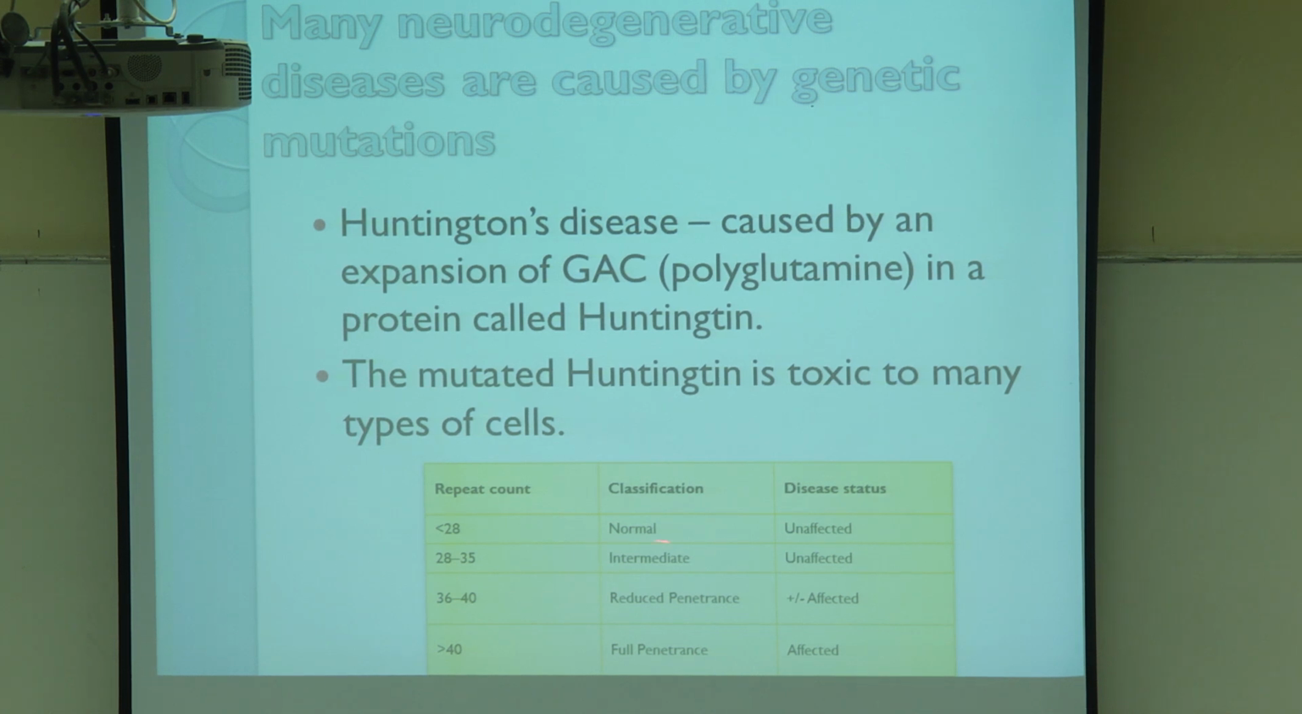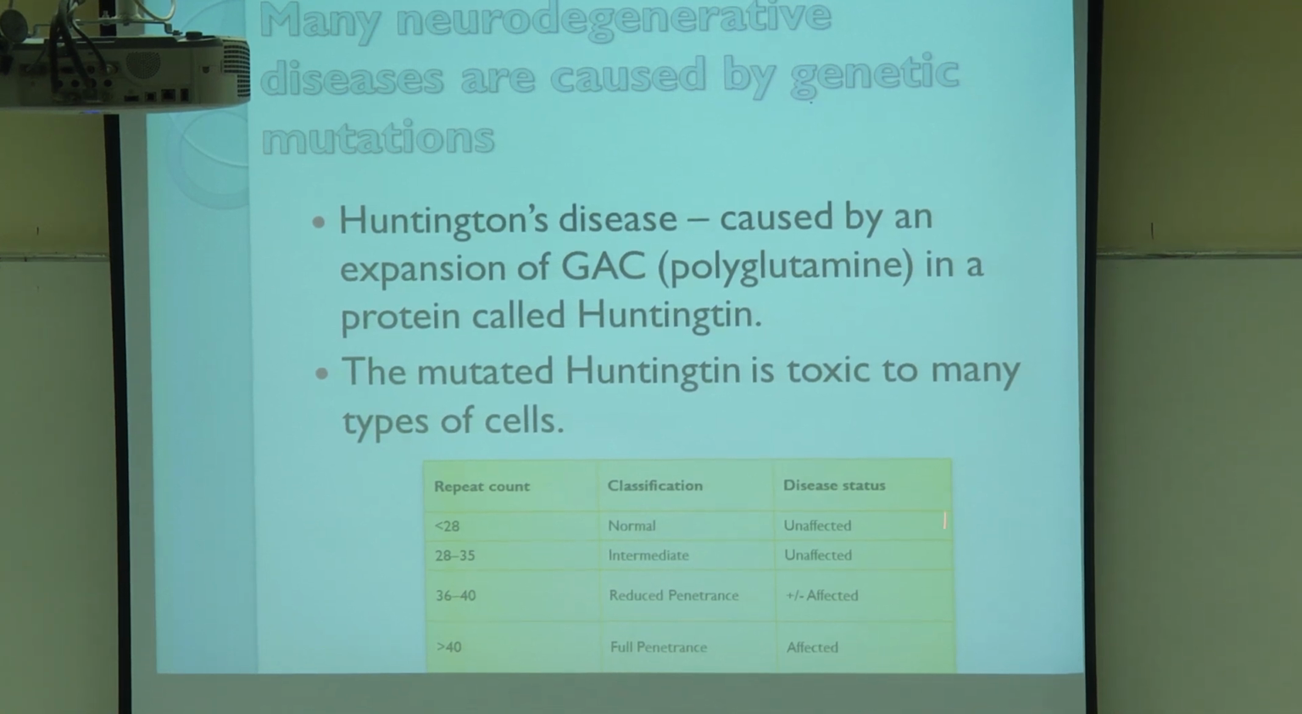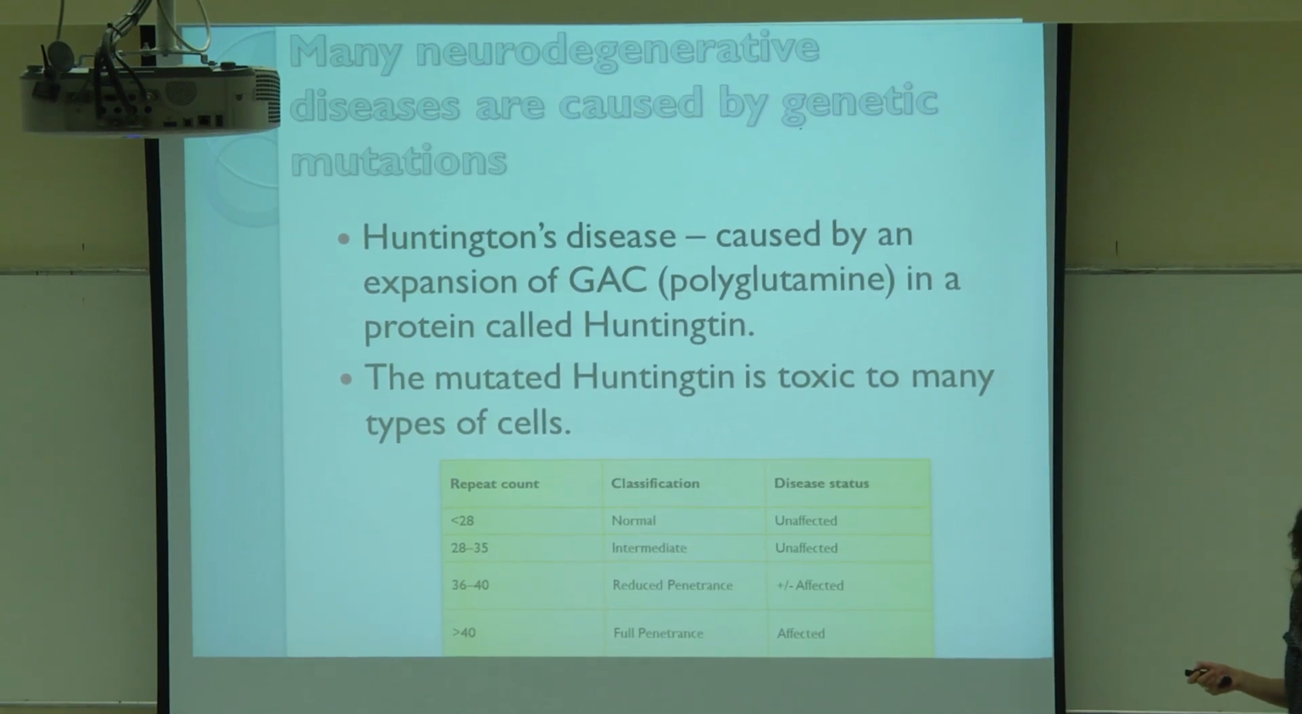But when you have more than that, so when you have between 28 and 35 repeats of CAGs, this is classified as an intermediate case, but still it's usually not that terrible. So up to 35, you can live with that normally.